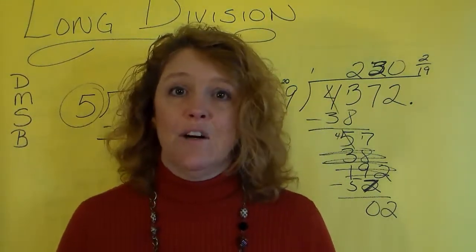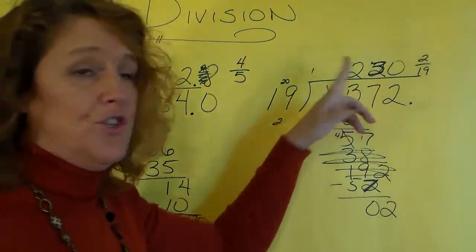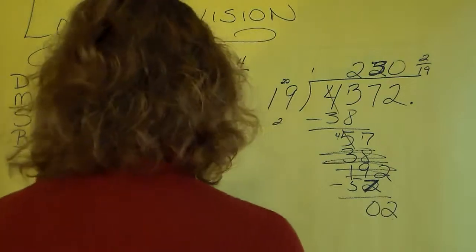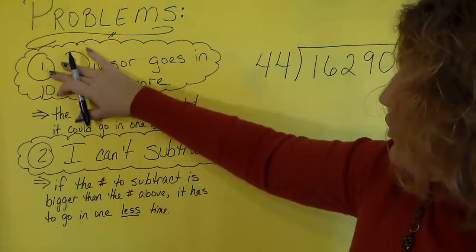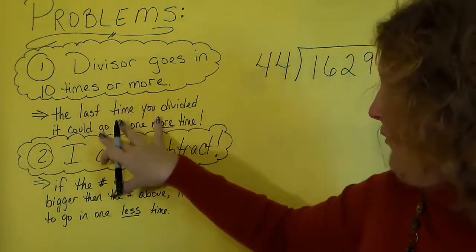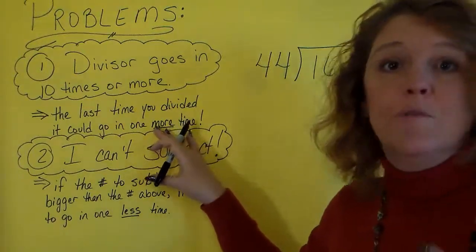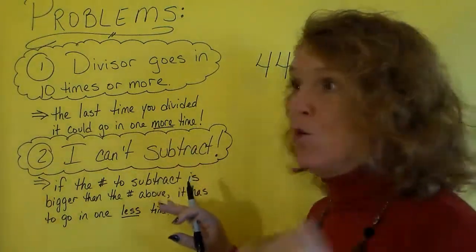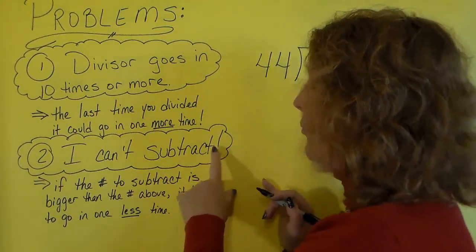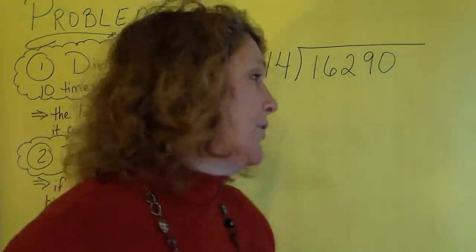So, you just learned how to get over one of the problems, if you guess wrong and you guess too small. There's also the problem of guessing too big. Let's try that one. 2 of the most common problems. The divisor goes in 10 times or more, and we just kind of covered that. That means the last time that you divided it could go in one more time. So you just go and you change that number and you rework your calculations. Also, you could get the problem where you end up not subtracting, and that's what we're going to try here.